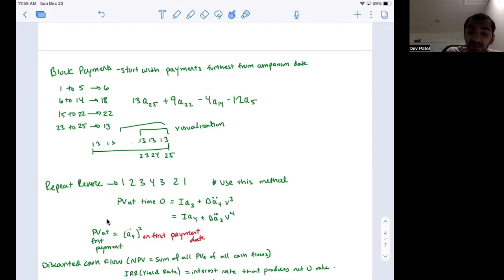But another way to do this, remember this one shortcut, is at the first payment date. If you have this repeating reverse pattern, then you can use the annuity due at time period 4 at i and square that to get the present value at the first payment.